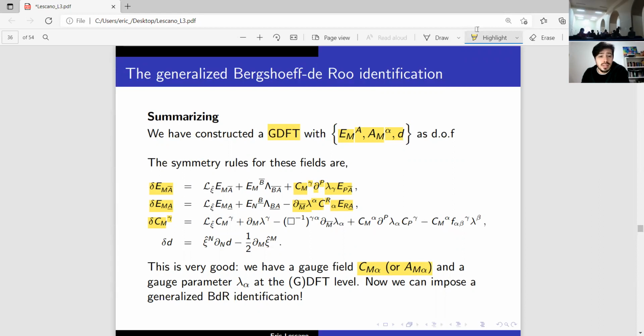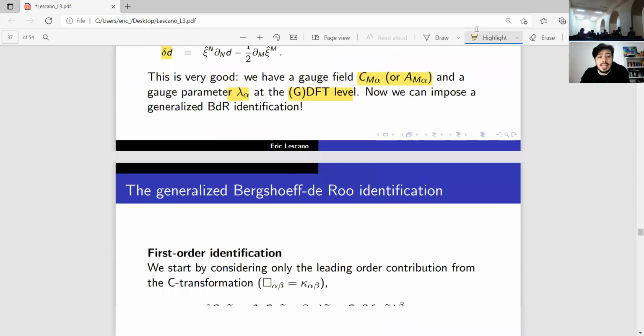And then we have the transformation of the dilaton. This perspective is very good. We have the gauge field and the gauge parameter. This is the gauge parameter. But we have these fields and parameter at the gauge double field theory level. And now we can impose a generalized version of the rule identification. So let's try to understand the first order.